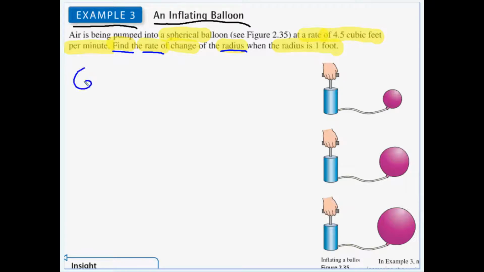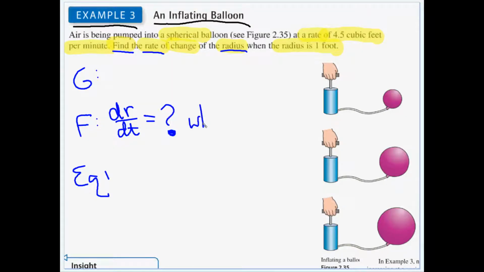So when we do our given, our find, and the equation that ties it all together, the find just jumped right out here. Find the rate of change of the radius. So that's dr/dt, the rate of change of the radius with respect to time. dr/dt is some value when r is equal to 1. We are going to freeze time when the radius is 1 foot and see what else is going on in the problem. Okay, air is being pumped into a spherical balloon at a rate of 4.5 cubic feet per minute. Cubic feet, and it is spherical. So it looks like we're dealing with a volume here.